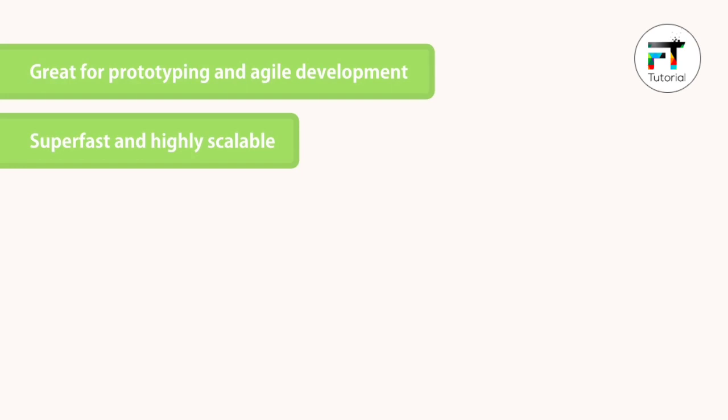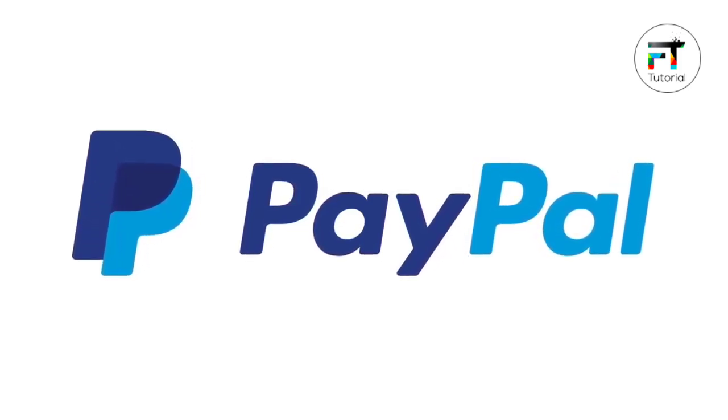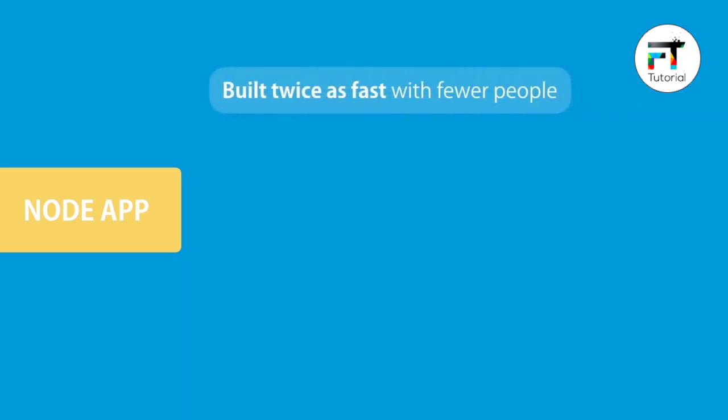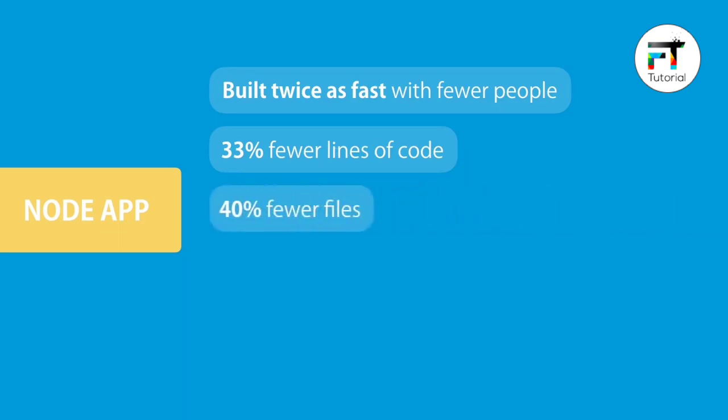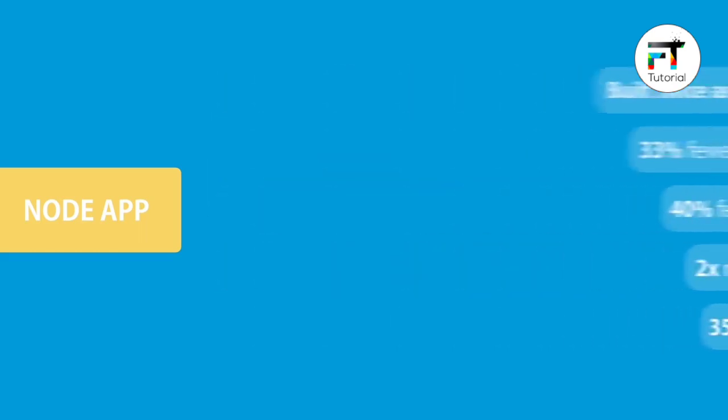It's used in production by large companies such as PayPal, Uber, Netflix, Walmart, and so on. In fact, at PayPal, they rebuilt a Java and Spring-based application with Node, and found that the Node application was built twice as fast with fewer people and 40% fewer files. And more importantly, they doubled the number of requests served per second while decreasing the average response time by 35%. So Node is an excellent choice for building highly scalable services.